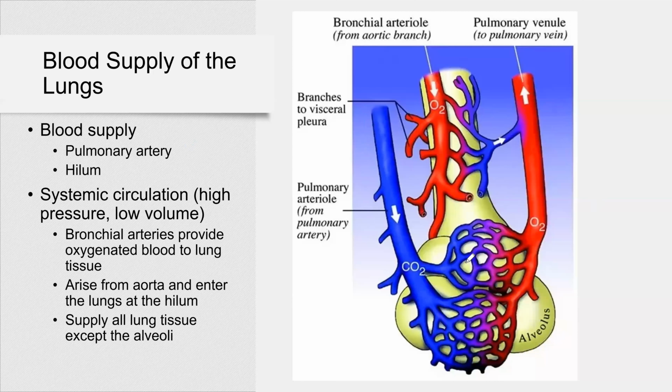Carbon dioxide goes from your blood to alveoli. From alveoli, you exhale it, right? So it goes to your bronchioles, bronchi, trachea, and you exhale this carbon dioxide. At the same time, inside your alveoli, you have air rich in oxygen. So you pick up this oxygen and you bring this oxygenated blood back to the heart through pulmonary veins.